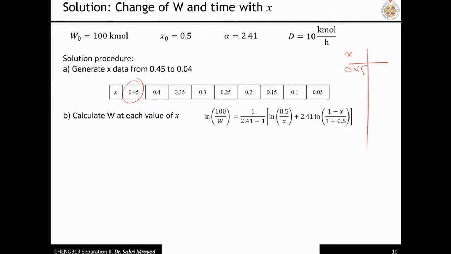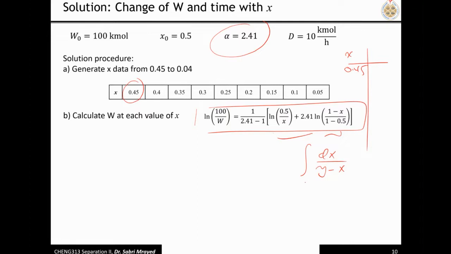And here, since you know the relative volatility, you were able to use this equation. And this equation is basically the integration. This one is representing what? The integration of dx over y minus x from x0 to x. But since we know the relationship between x and y in terms of the relative volatility, we were able to get the analytical integration. And we found W.